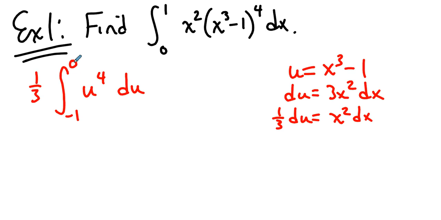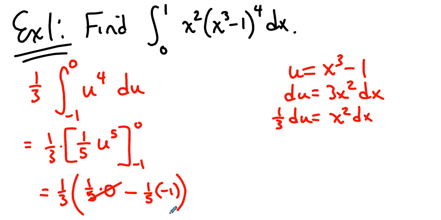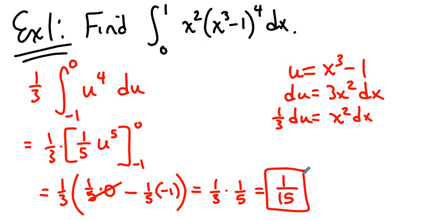We've gotten rid of every x-related thing. And whatever the answer to this question is, it is the same as the answer to our original question. So let's do it. Let's use the fundamental theorem. Antiderivative of u to the 4th, substitute, substitute, and subtract the answers. Substituting 0, that's 1/5 times 0. Substituting -1, that's 1/5 times -1. Well, what does this become? That's 1/3 times 1/5, which is 1/15. Done.